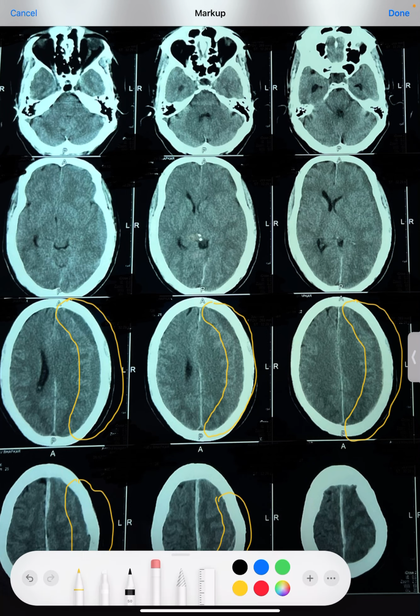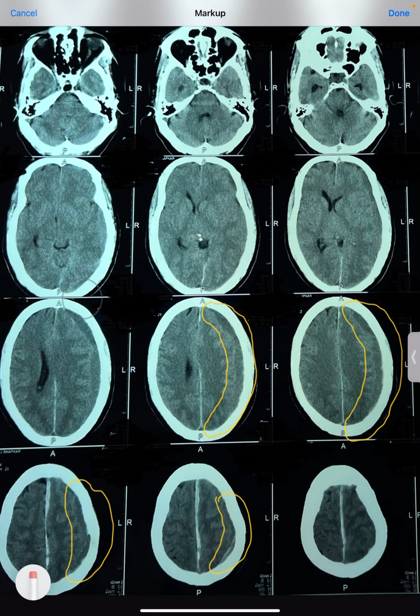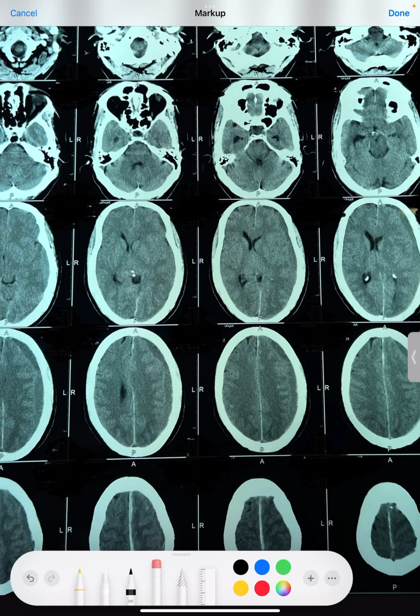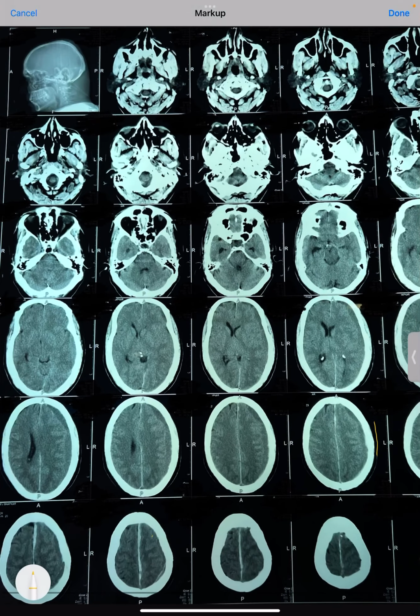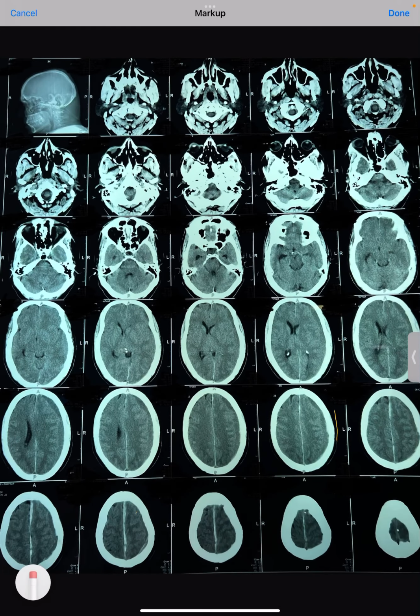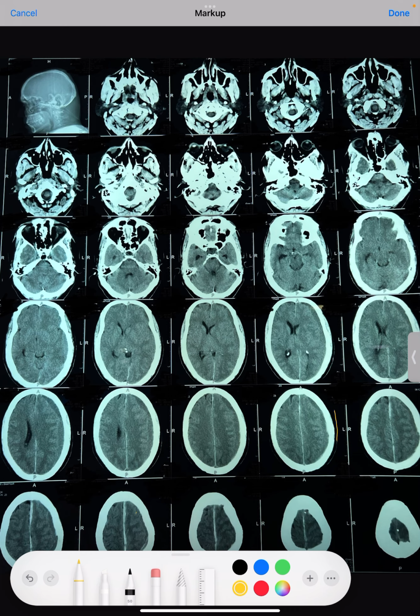So the thing is, the patient presented with headache since around 10 to 12 days. The patient was a known case of ITP, idiopathic thrombocytopenic purpura, and he was having a very low platelet count of around 8 to 10,000, and he was having the headache. That was the reason why the CT scan was done.